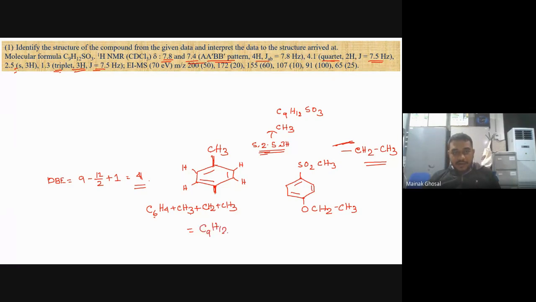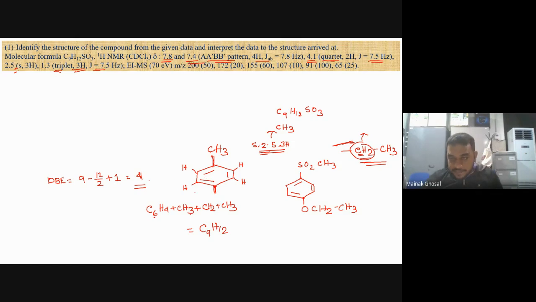C9H12, it is done, right? Now the same thing, if your ethyl is attached and you see this CH2 CH3, for this CH2 you see this has a very high value, so it is attached to an electronegative atom. Since this value is very high, it signifies that it is attached to a very electronegative atom, which is nothing but oxygen.